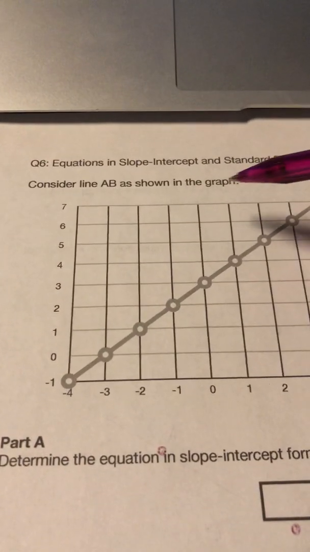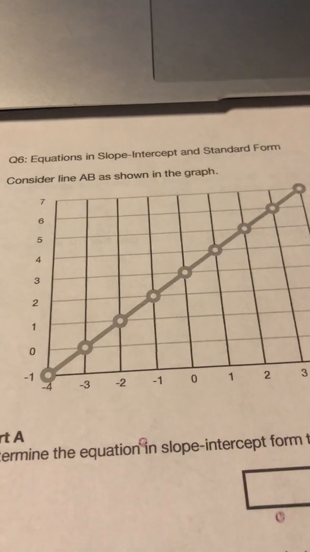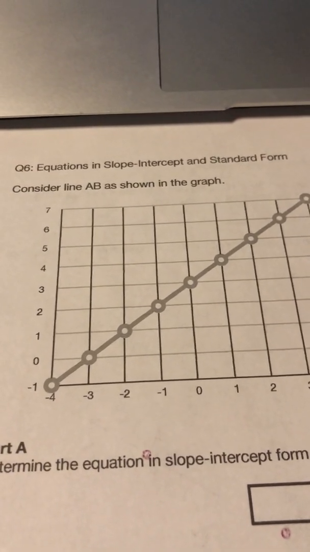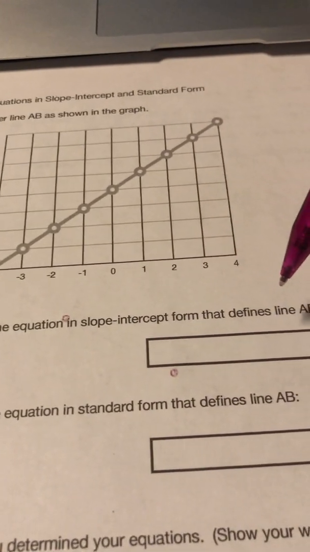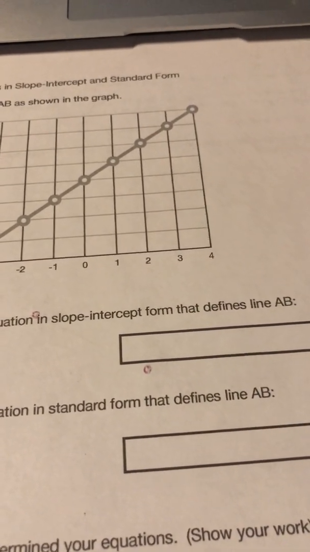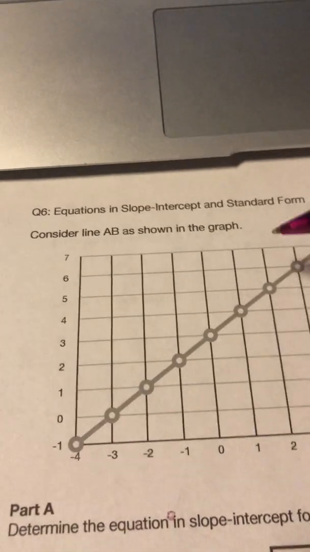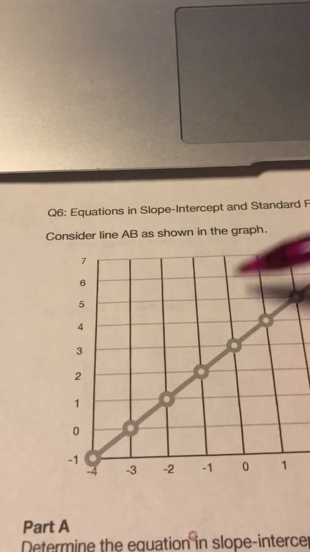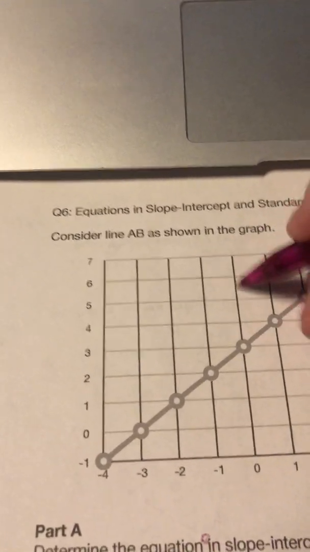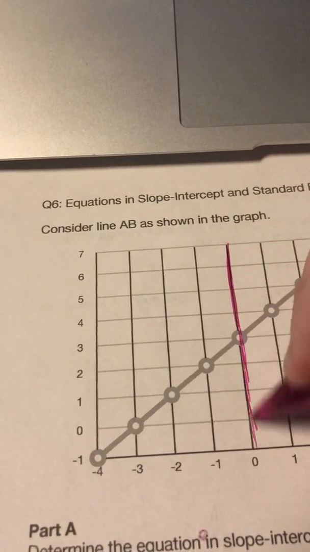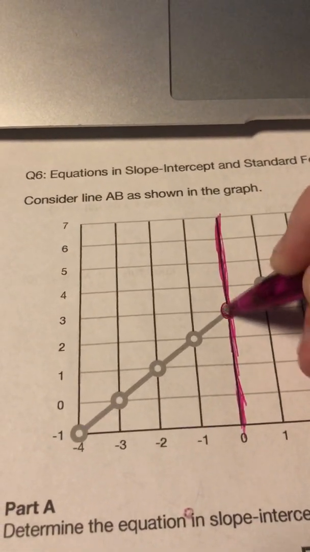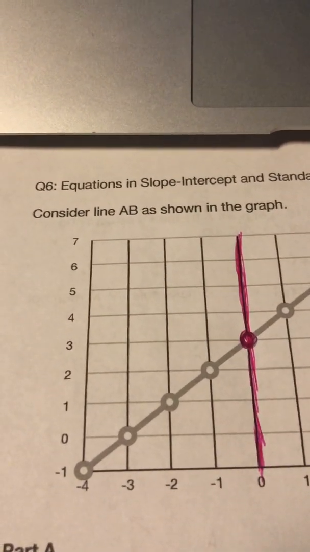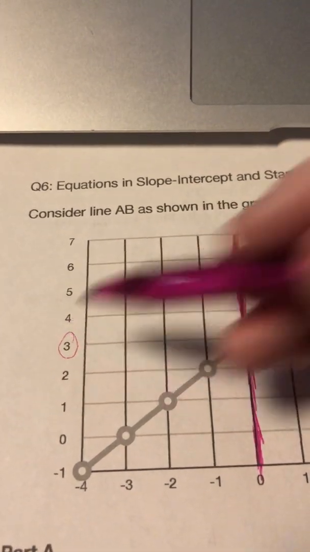All right, so it says consider line AB as shown in the graph. So we've got a nice positive sloped linear equation here. It says determine the equation in slope-intercept form that defines line AB. So what I'm going to need for this is I'm going to need to get the y-intercept, and for that I'm just going to darken up my y-axis here because it's not super easy to see. But then once I have that, it's pretty easy to tell that my line crosses my y-axis at +3.